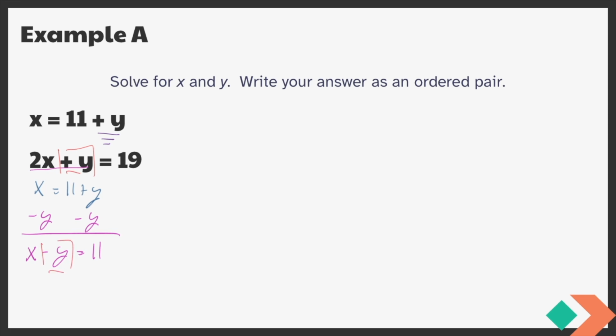So let's go ahead and now write our new equations. So we've got x minus y is equal to 11 as my top equation, and I've got 2x plus y equals 19 as my bottom equation. So now it's time to combine. So we're going to go ahead and add.